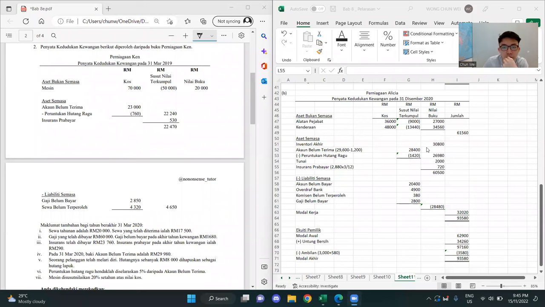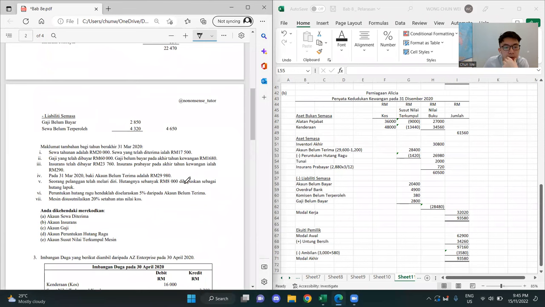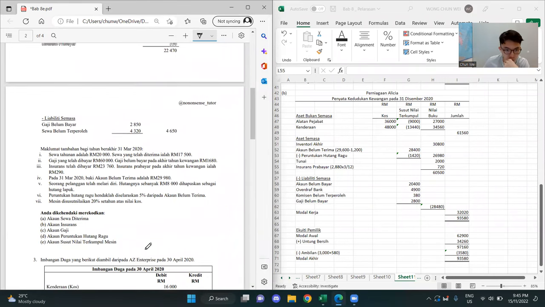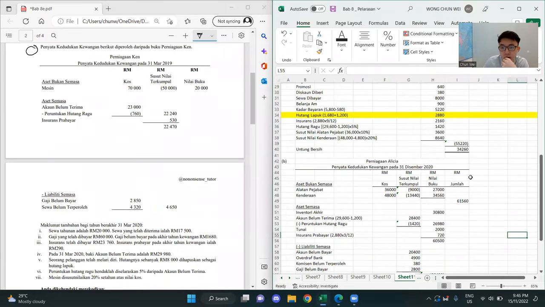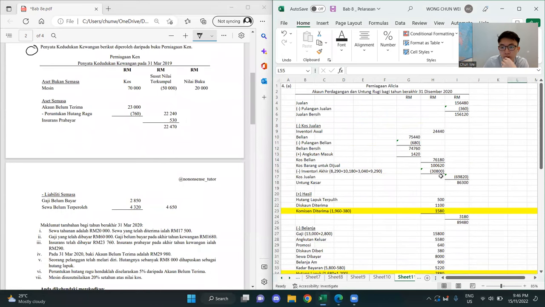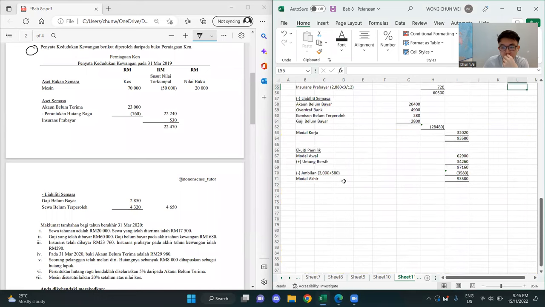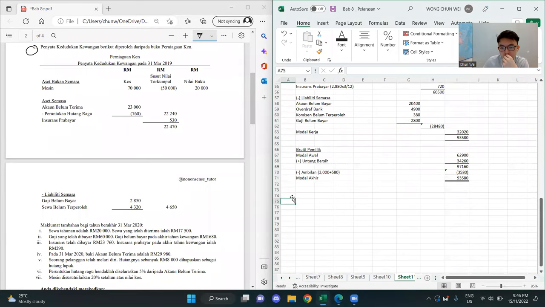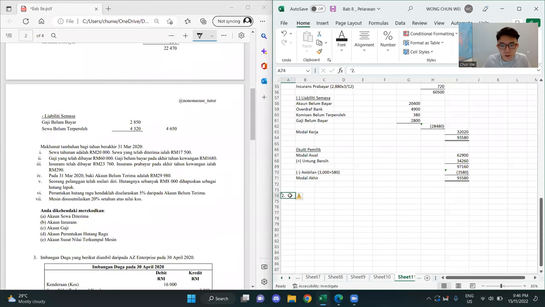Right. Okay, very good. So next, we still have about 50 minutes. Let's try to complete question two because we haven't done question two, right? So look at this question two. They ask you to do all these accounts: account Sewa Diterima, account insurance, account Gaji, PHR, and Susut Nilai Terkumpul Mesin. All right. So let's book our accounts. Question 2. 2A, Sewa Diterima.